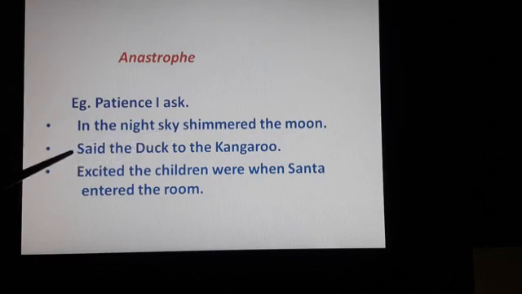Again, said the duck to the kangaroo. It is not the duck said to the kangaroo that would be the correct sentence, but said the duck to the kangaroo. It is in your poem. This sentence also will appear. This figure of speech, remember that. Excited the children were when Santa entered the room. Excited the children? No. The children were excited when Santa entered the room. So this kind of sentence we call it anastrophe.